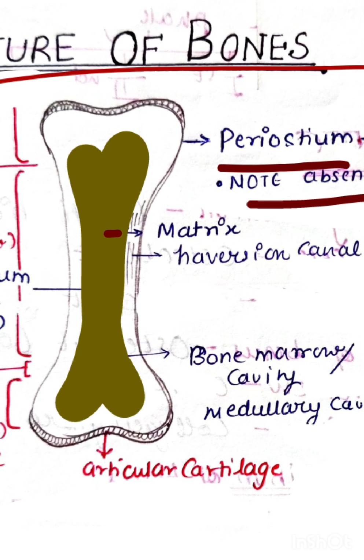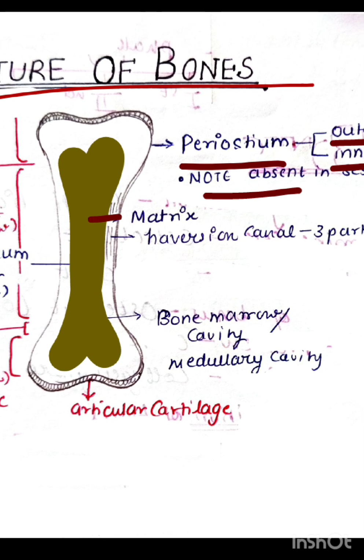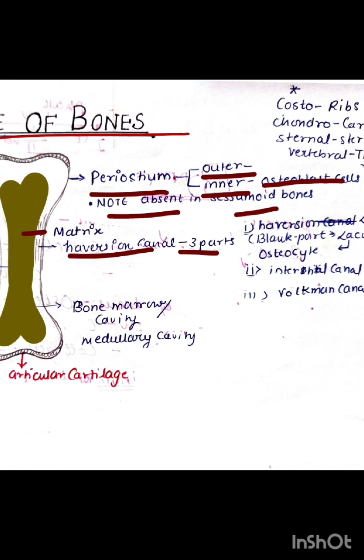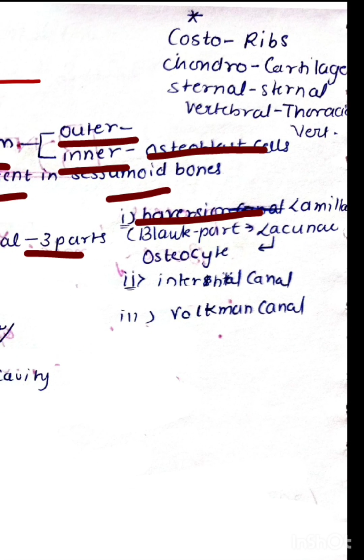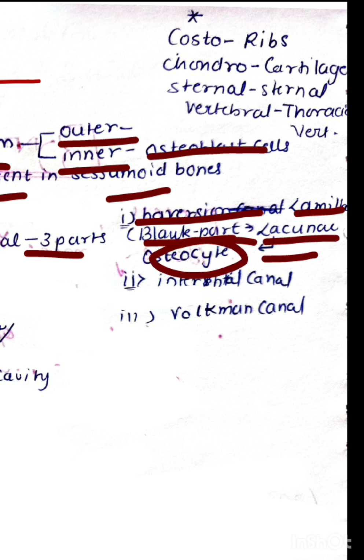Second one is the matrix. The inner material is known as matrix, and around it there are canals known as Haversian canals. It has three parts: the Haversian lamellae, which is the part in which the lacunae are present, and it forms osteocytes. The second one is the interstitial canals, and the third one is Volkmann's canal.